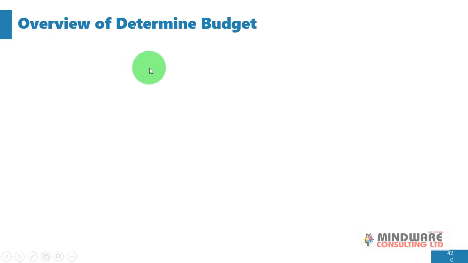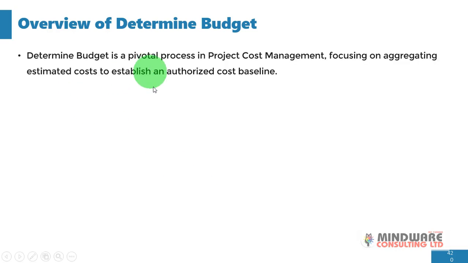Now, looking at an overview of the determine budget process. The determine budget is a vital process in project cost management. It focuses on aggregating estimated costs to establish an authorized cost baseline. So this process has to do with aggregating the costs that you have estimated in order for us to have an established cost baseline.